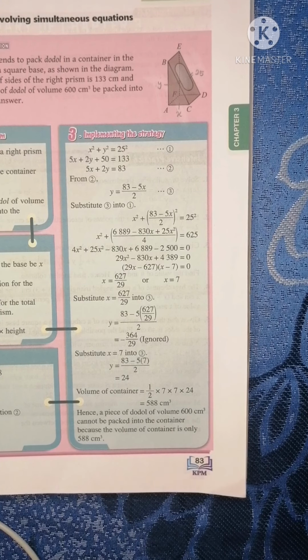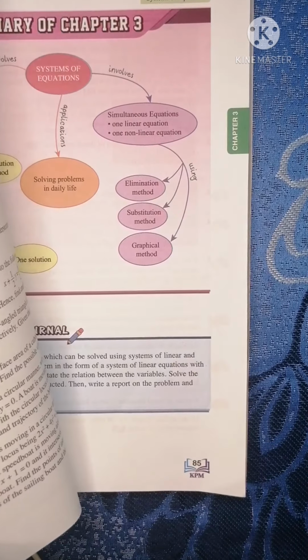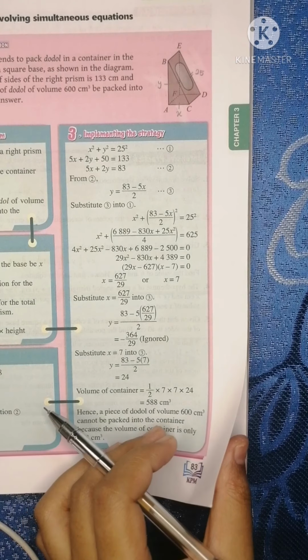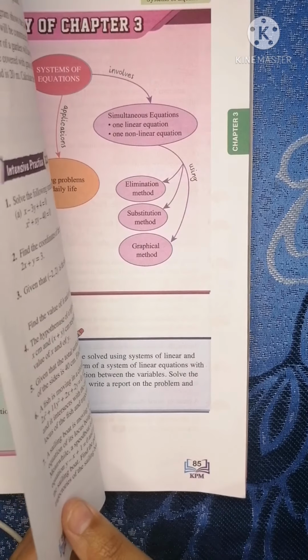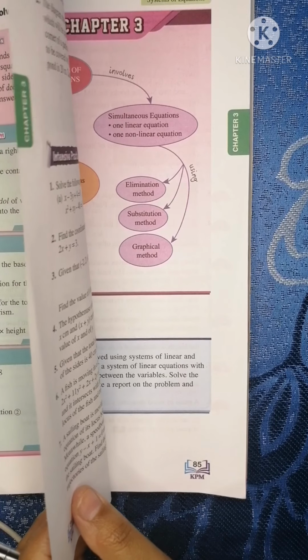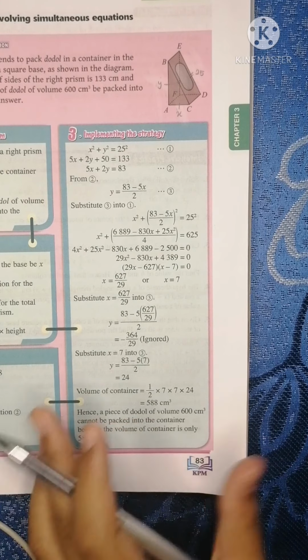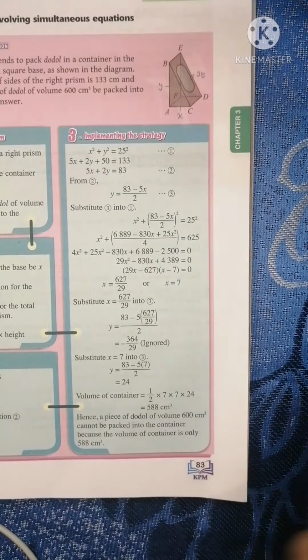Okay, so we are done already for chapter 3, which is systems of equations. So that's it for chapter 3. There is no more. So I hope that you can understand.